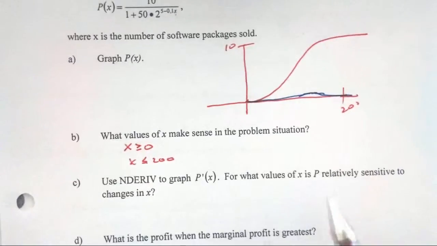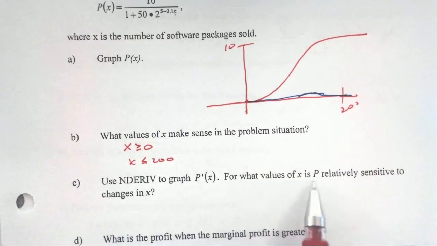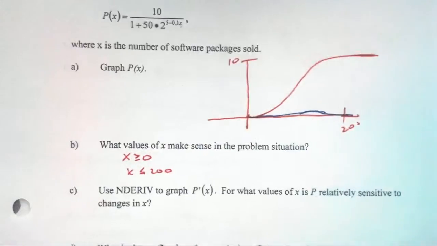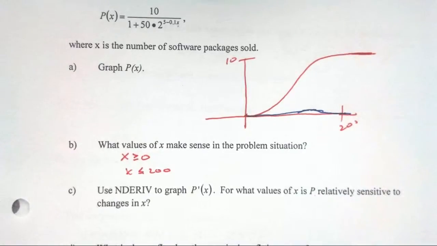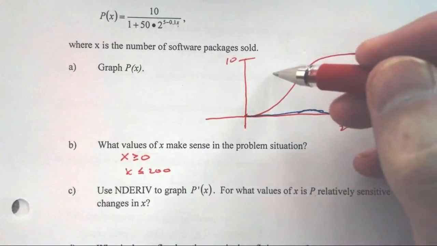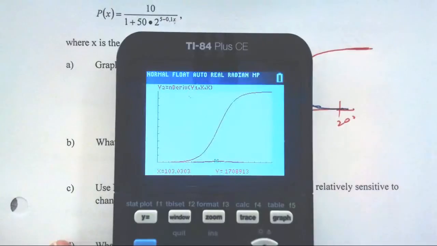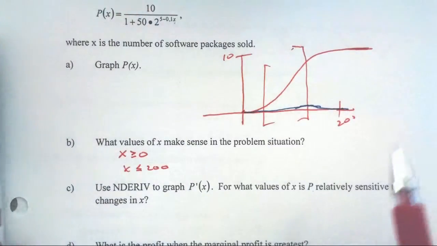For what values of x is p relatively sensitive to change in x? Well, it's not relatively sensitive here, but again, relatively is a little bit arbitrary, but I would say as we're getting steep, somewhere in this range as we go through our steepness. So our calculator tool that might help us most there, you could look at a table, but I sure like going back to trace. So I could say, well, it doesn't look until we get to about right here to be relatively sensitive. I mean, it's pretty flat, and then it really starts getting steep. So maybe around 70 or so.